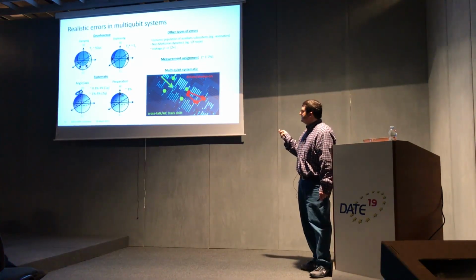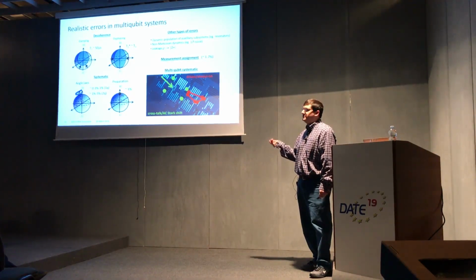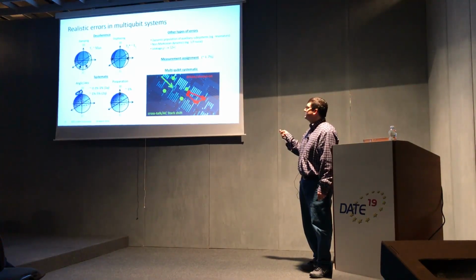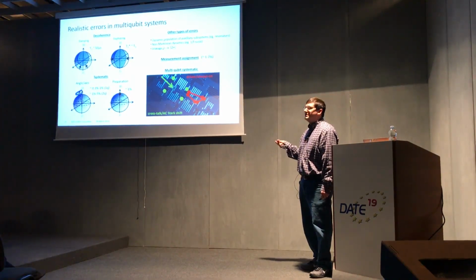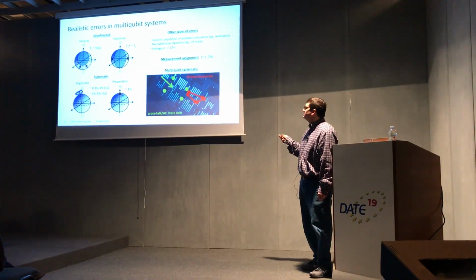Another thing that we've seen in Ali's talk is that there can be assignment errors in the measurement. So you read out a qubit, you get an outcome, say 1, but it's actually opposite. Okay, so that occurs in these devices, with error rates like 1 to 7%. So rather large measurement assignment errors.